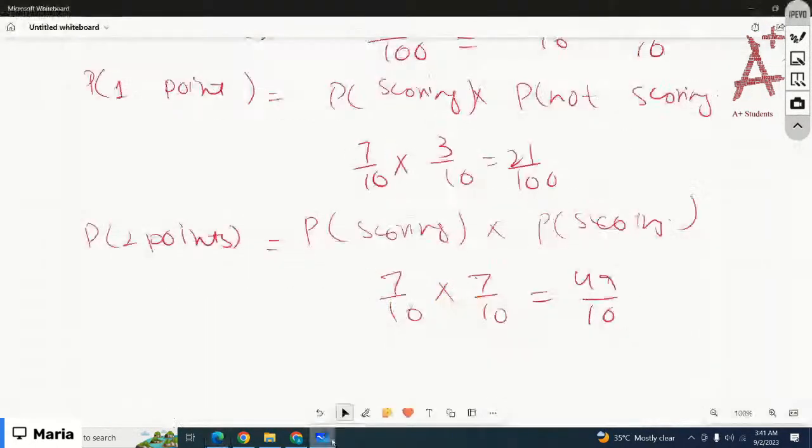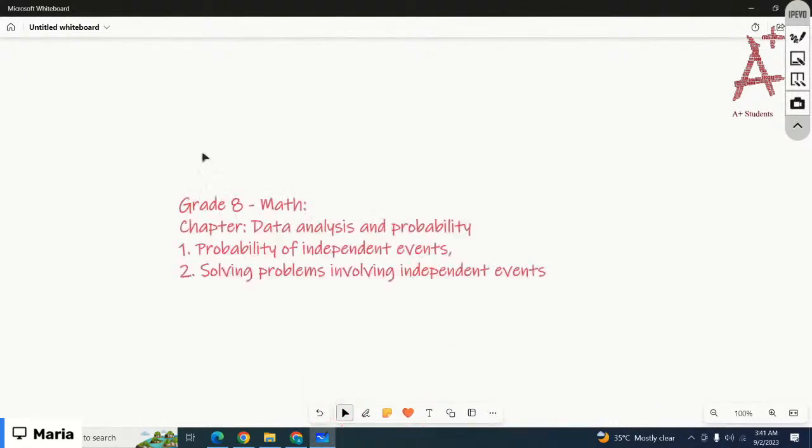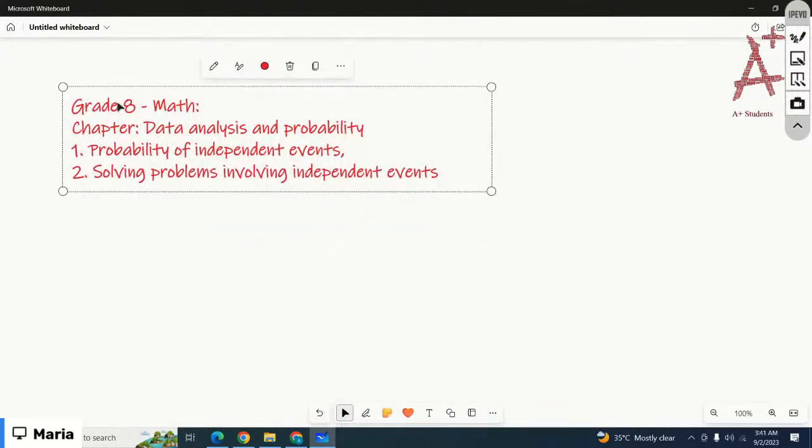We were working on grade 7 math. We are working on the chapter Data Analysis and Probability. And the lessons we have covered today are probability of independent events and solving problems involving independent events, right? So please ask questions if you have any.